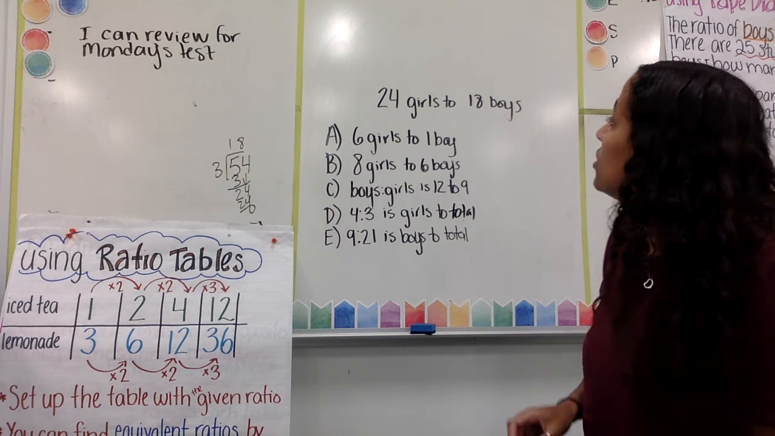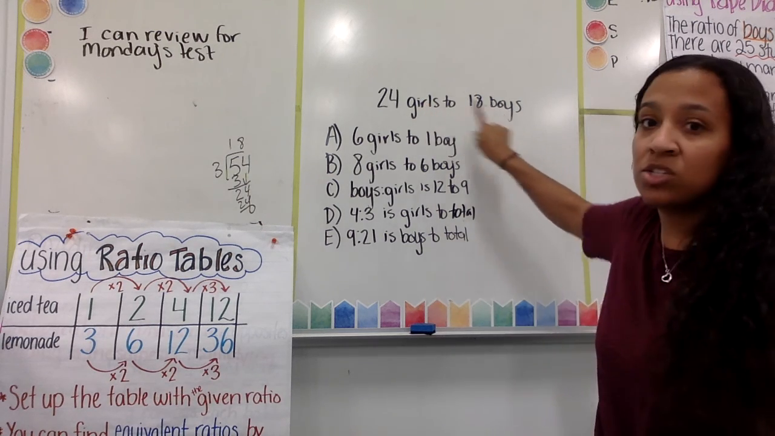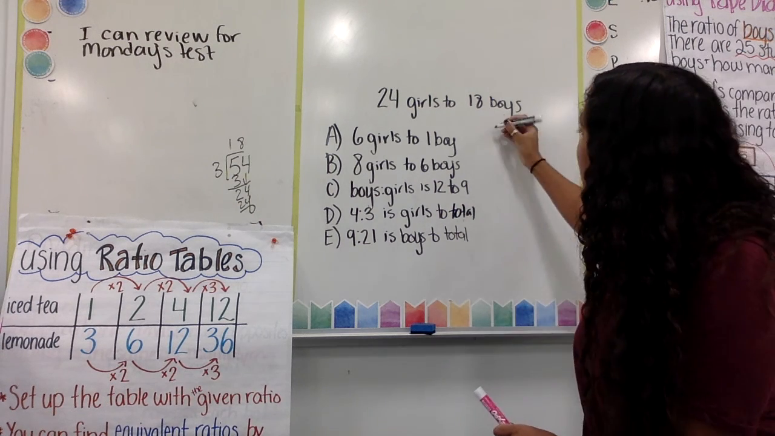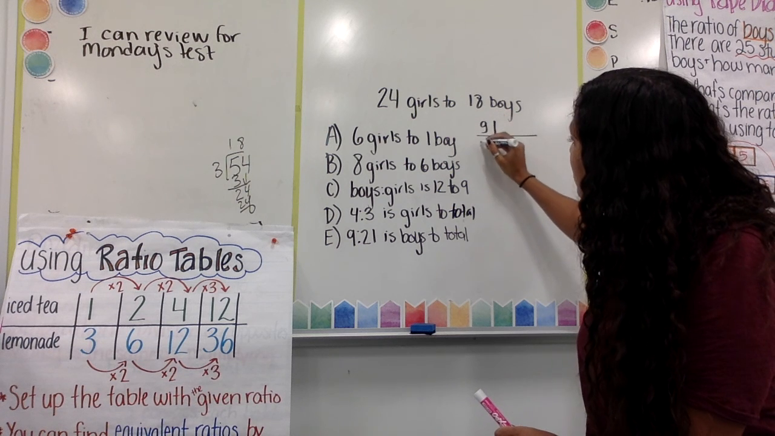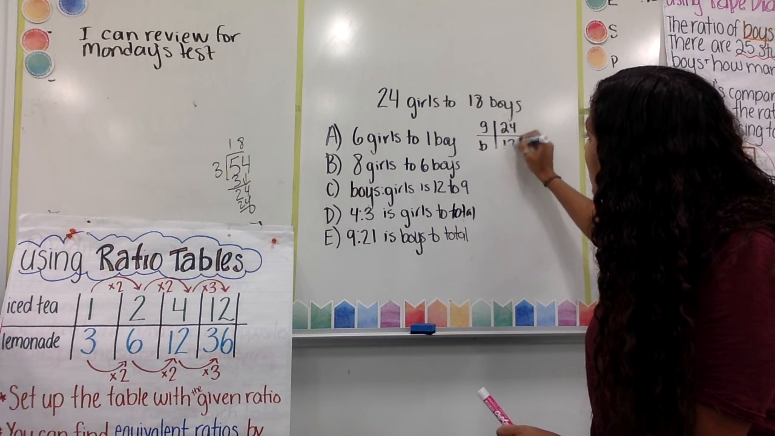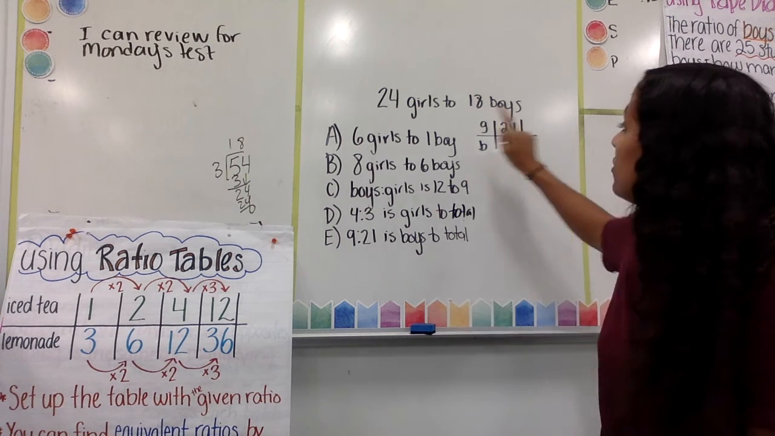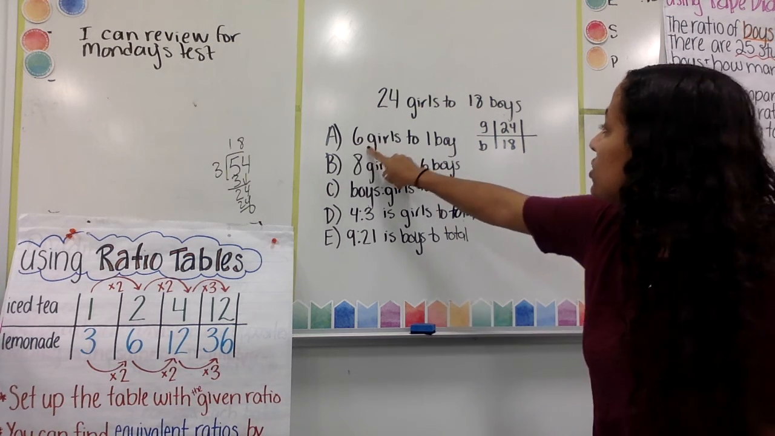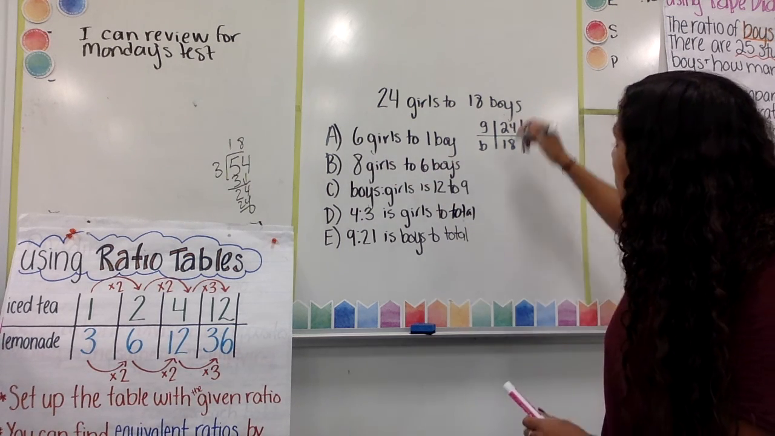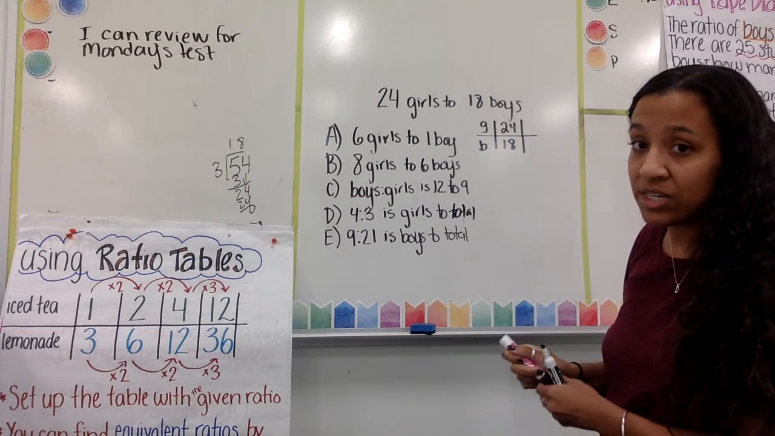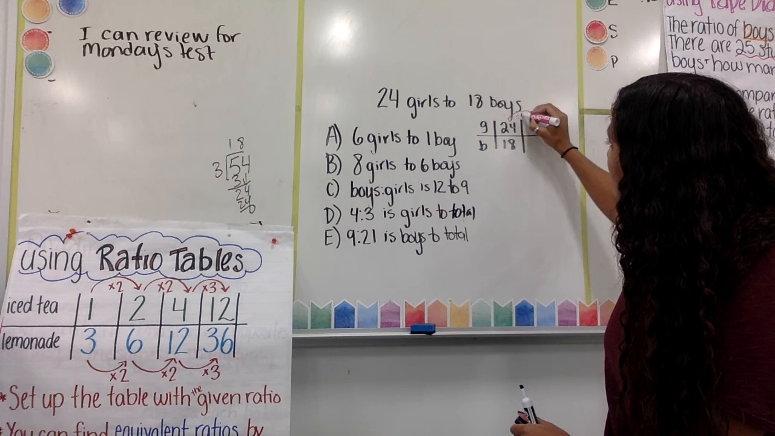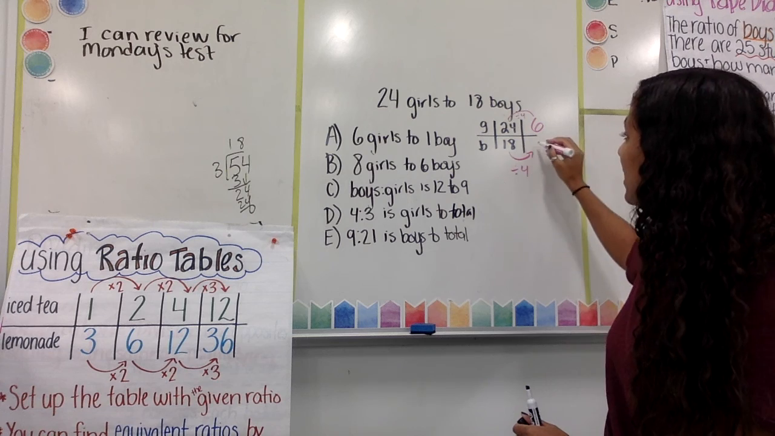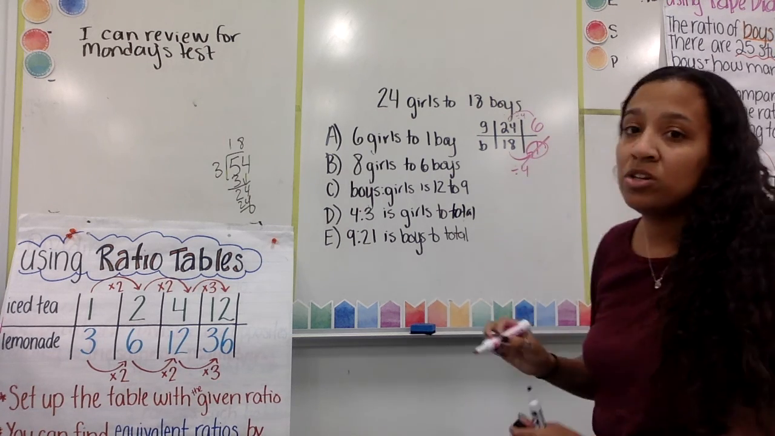Select all that apply. So we know our ratio is girls to boys, 24 to 18. I'm going to set up a ratio table for this. Girls to boys is 24 to 18. If I try to see if this is true, I'm going to use my table to see if it works. So 6 girls to 1 boy. Let's see what happens when I'm going from 24 to 6 girls. To get to 6 girls, I'm dividing by 4. Well, if I divide by 4 here, will I get 1? No. So this cannot be true.